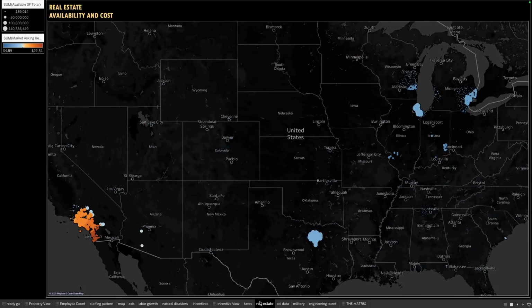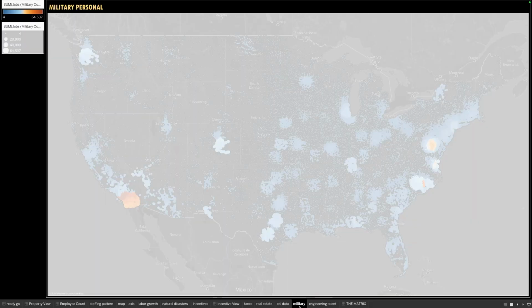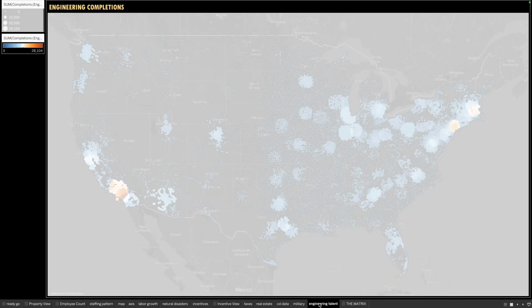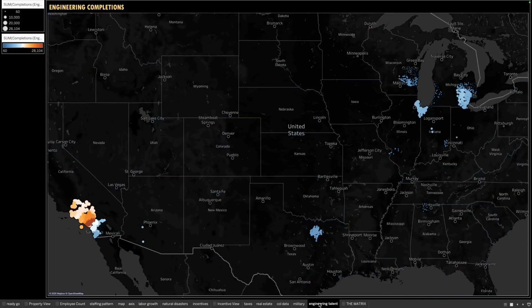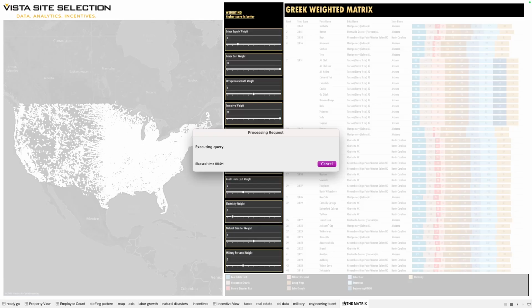So let's take all of this information: incentives, taxes, the real estate cost, the cost of living data of, hey, how far does that employee's dollar stretch in the market? Perhaps we want to tap into the military base and use people that have served the country when they retire out. Perhaps they also want to participate in this monumental building project. And of course, engineering talent. Where are the schools? Where are they graduating engineers? Now let's put it all into the matrix under consideration and see what are the top cities that might vie for this project.